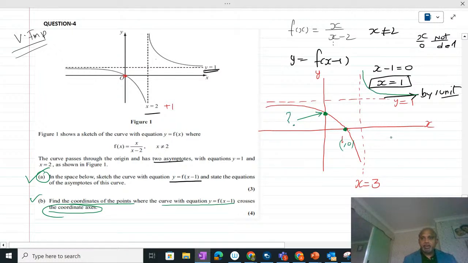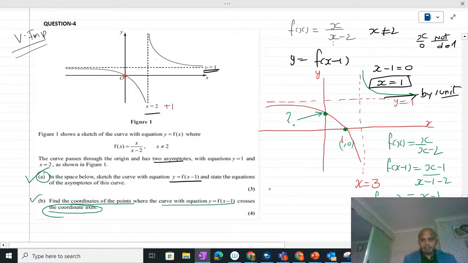So see, our f(x) is x over x minus 2, right? So if you replace x with x minus 1, it should be x minus 1 over (x minus 1) minus 2. So we get x minus 1 over x minus 3. Okay, that is f(x minus 1).